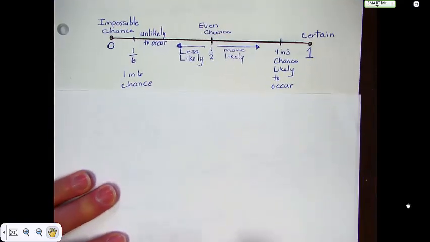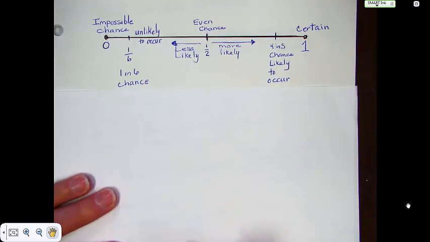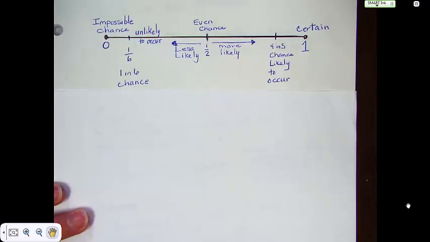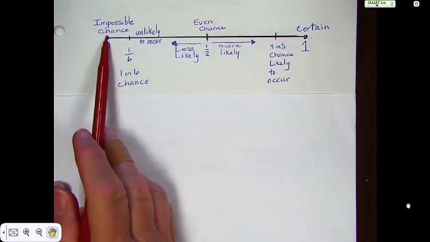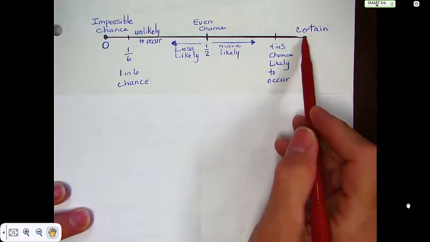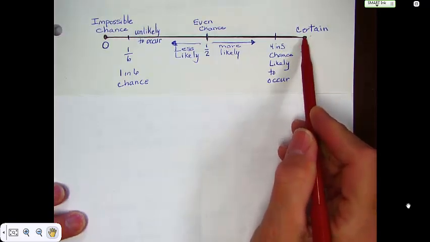So I'd like to see this in your notes, even though I know there's a couple other models in the book that are pretty good. I like this model because it gives you a pretty good picture of where probability falls. 0 is impossible, not going to happen. That's getting a 7 on a 6-sided dice with numbers 1 through 6. 1 is absolutely, it will happen. That's pulling a blue marble out of a bag of blue marbles.